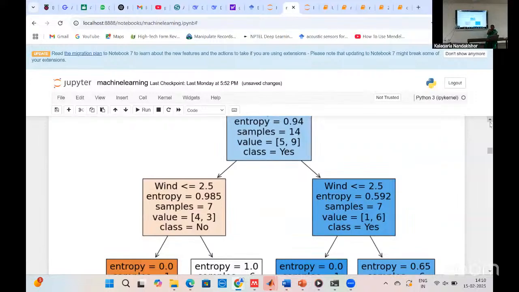Look at the board here. By using the code, we have generated the decision tree. In this decision tree, for each node, you can see the predicting values, yes or no.